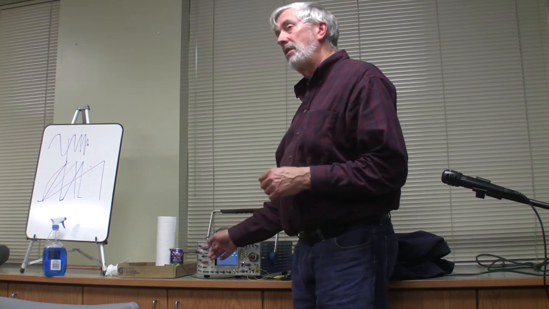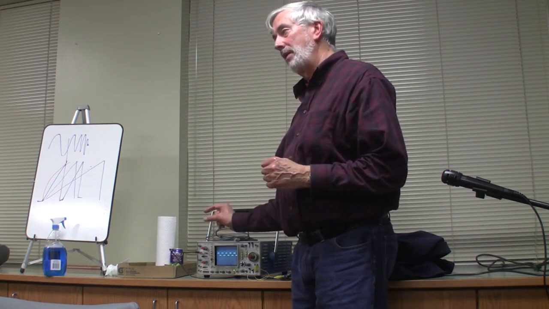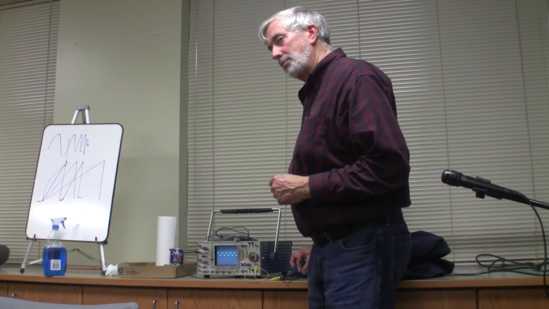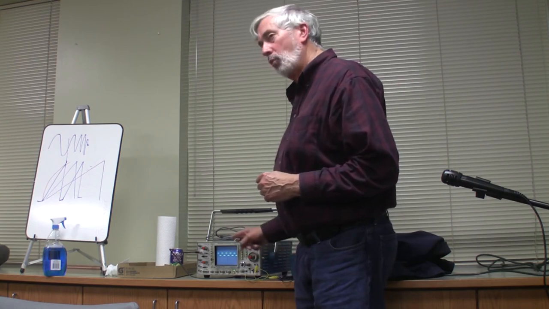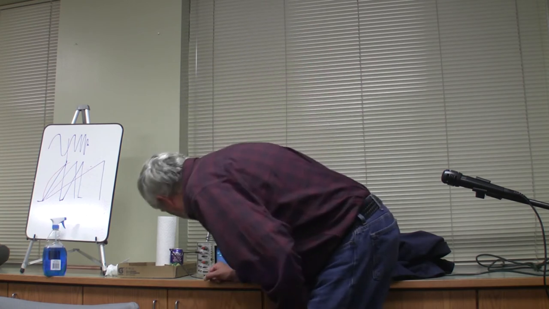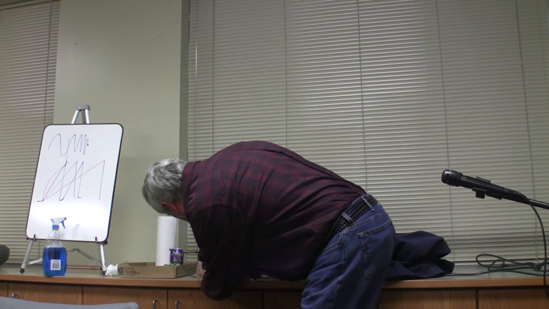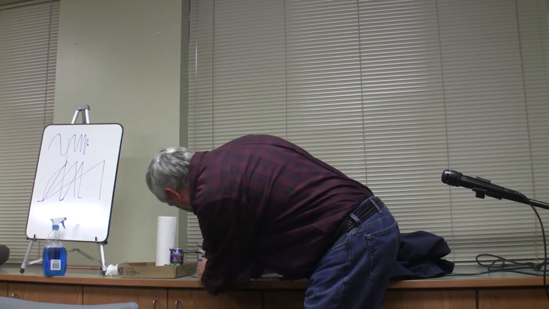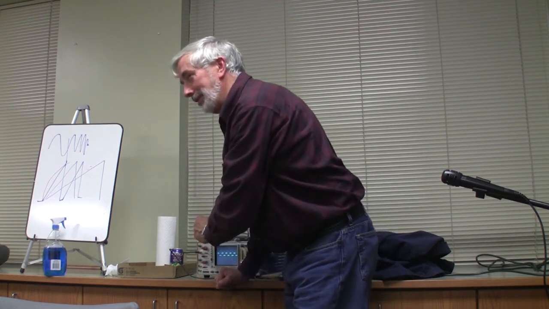It's showing that the signal is 1/10 of a volt high, but this being a 10x probe, this means that the signal is 1 volt high. Let's see. This is a complicated scope. It has a lot of buttons on it. That's why I bought it.